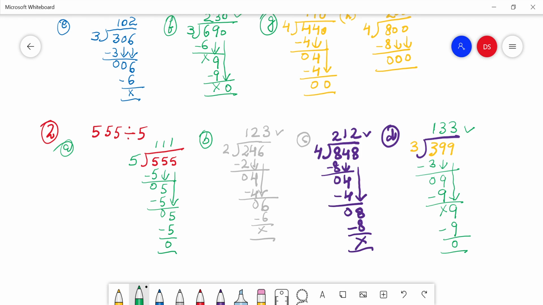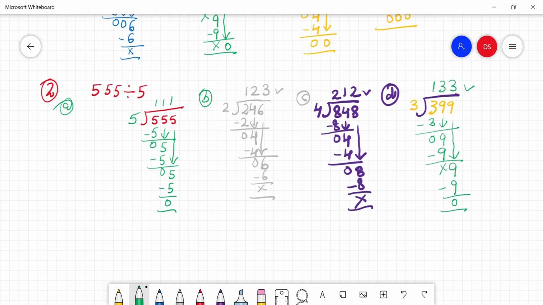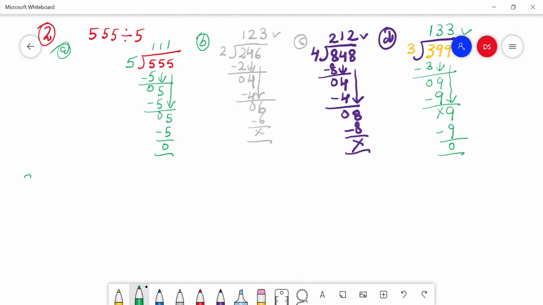Now we will move to the next question. Question number 3. A part of question number 3 is 408 divided by 4. 4 1 ja 4. 4 minus 4 is 0. The next digit is also 0. We will take it on the quotient place. Last digit is 8. 4 2s are 8. 8 minus 8 is 0. The quotient is 102.